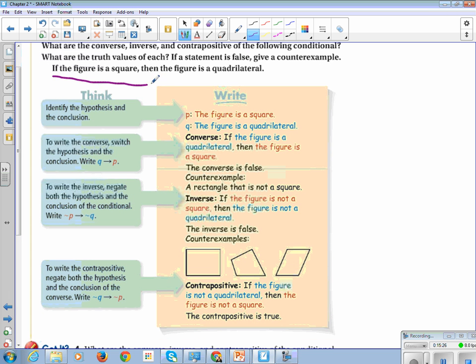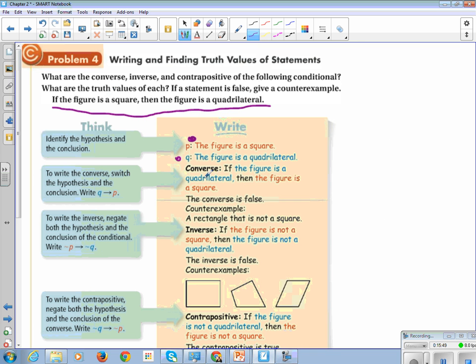So here's the statement. If the figure is a square, then the figure is a quadrilateral. The hypothesis, the P, is the figure is a square. The Q is the figure is a quadrilateral. The converse is these two flipped. So if the figure is a quadrilateral, then the figure is a square. The converse is false. A quadrilateral is a shape with 4 sides, and a square is a shape with 4 sides that are all the same length. A rectangle that is not a square is a counterexample.